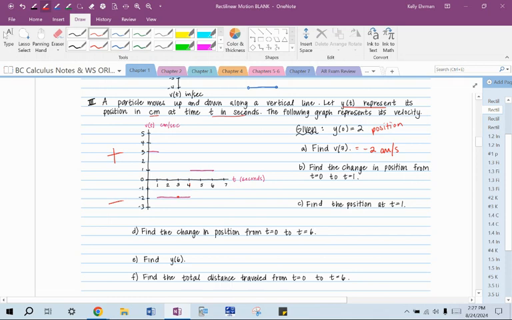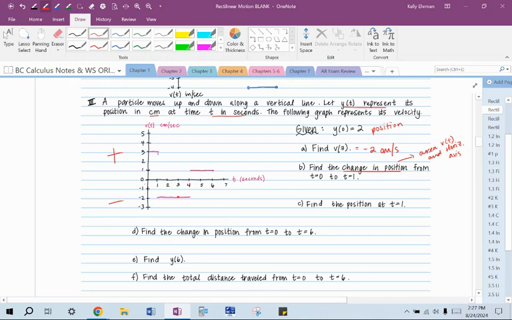Okay, find the change in position from 0 to 1. So this is kind of a nice trick. If you're given a velocity graph, to find the change in position, you can always find the area between v of t and the horizontal axis. And I'll explain why that works in a minute, but let's find that area first.